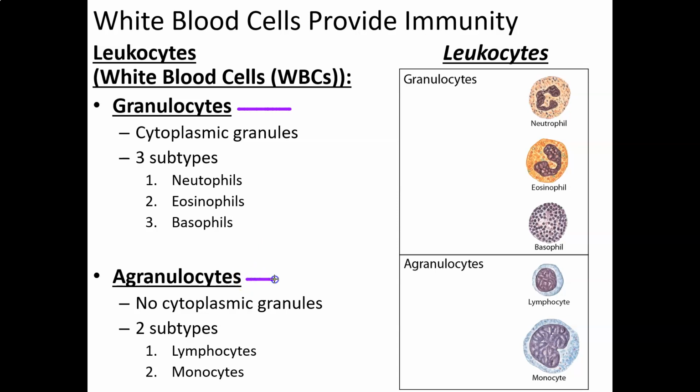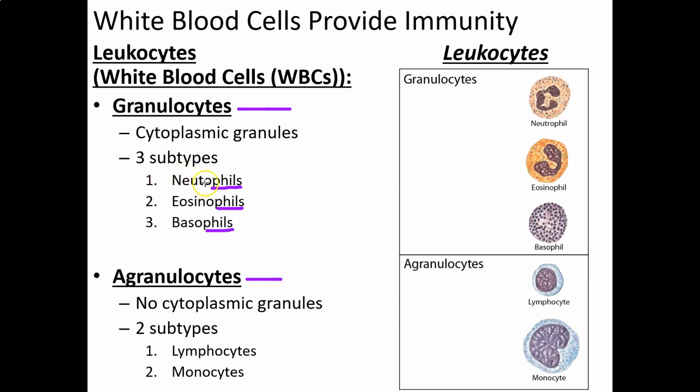And the agranulocytes, A means without, right? So the agranulocytes have no granules in the cytoplasm. Even though this drawing makes it sort of look like they do in the monocyte, there aren't any. There are three types of granulocytes, and they all have the last name Phil. So that's the common thing about them, besides granules.